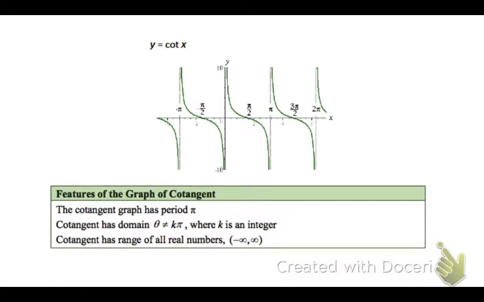Cotangent, the reciprocal of tangent, the graph looks identical other than it's going in the opposite direction for the curves. And then your asymptotes are going to be where the sine function is equal to 0, because cotangent is cosine over sine. So we're repeating still in an interval of pi, but we can't have values that are at pi in the domain. And the range would also be all real numbers.